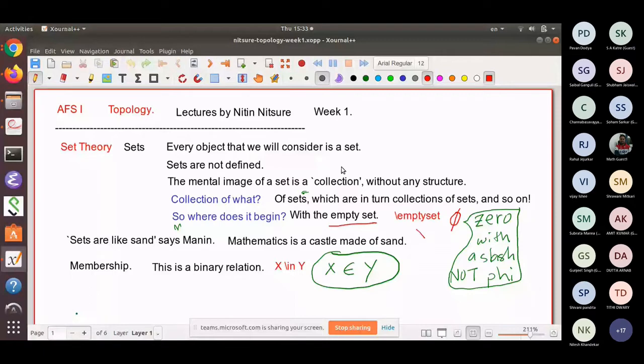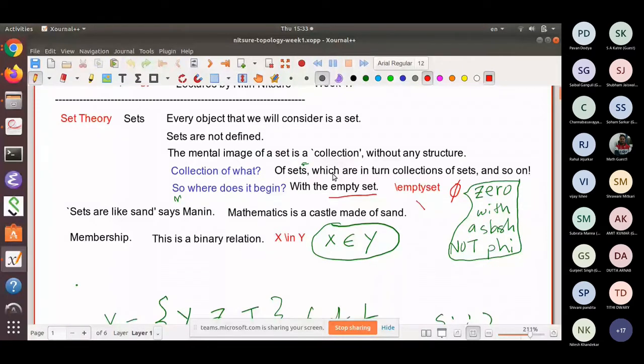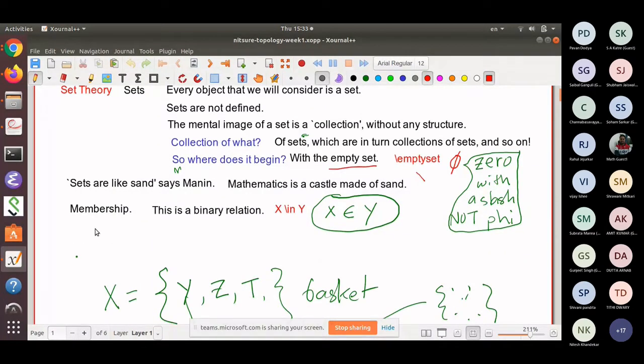Now, the collection is of other sets, and those sets are in turn collections of other sets. And this goes on and on till you need a starting point, and that's the empty set. So this is the empty set. And between two sets, there are two kinds of relations possible. One is equality. Equality means they are one and the same. And the other is membership, or belonging to. And you know both these relations practically for the last 15 years, I'm sure.